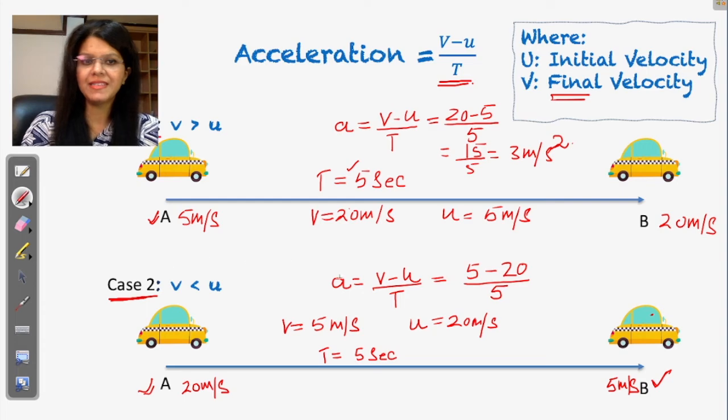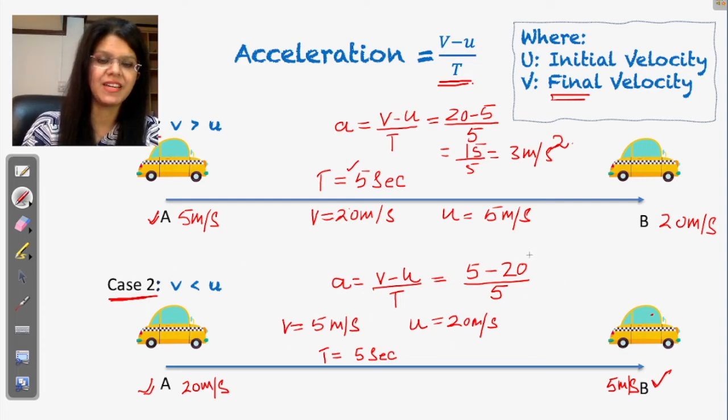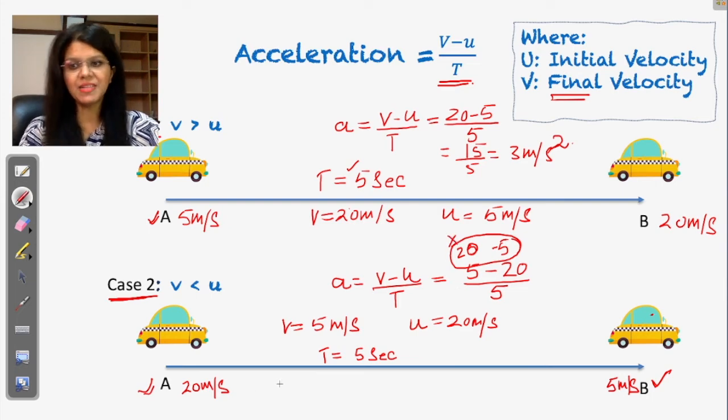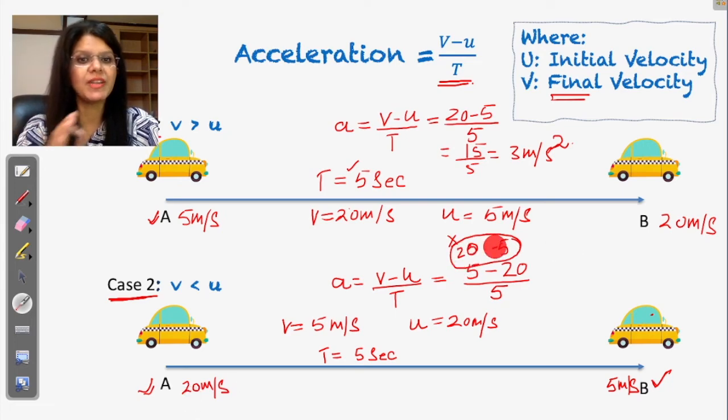How many of you did 20 minus 5 in the numerator? Now this is a mistake which many students make. They rush with things. They interchange the values. They just assume by default that you have to subtract the smaller value of the velocity from the bigger value. You have to do a subtraction like this, 20 minus 5.